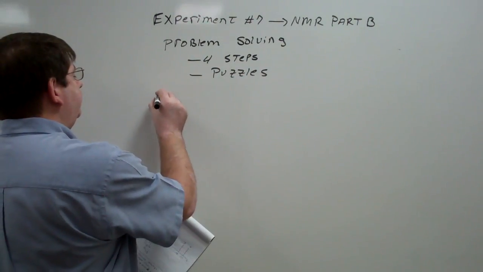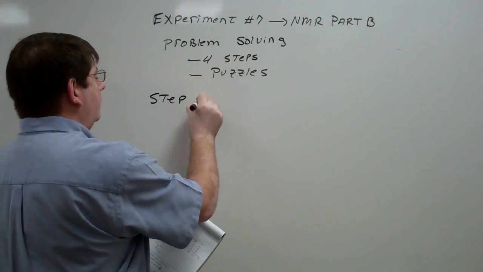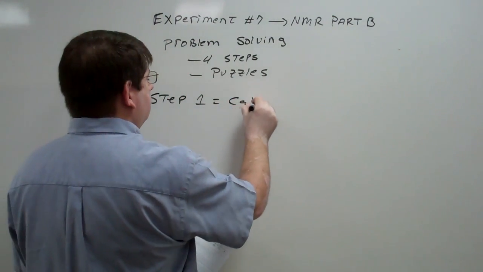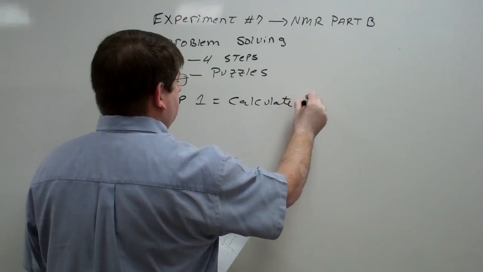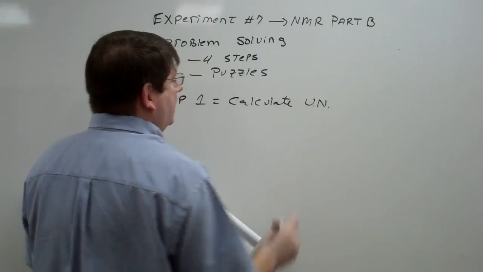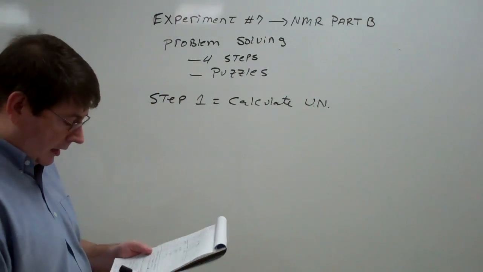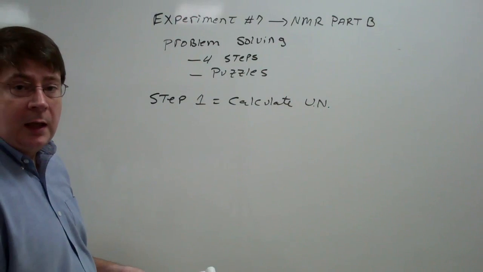Step number 1 is calculate the unsaturation number. Okay? And there's a formula for that in your lab manual.